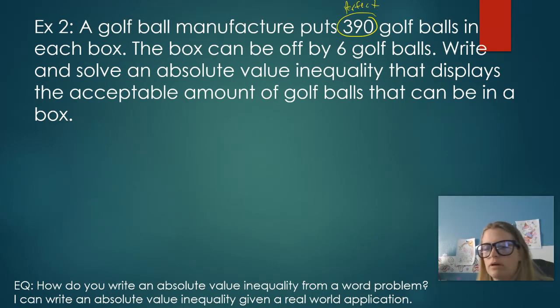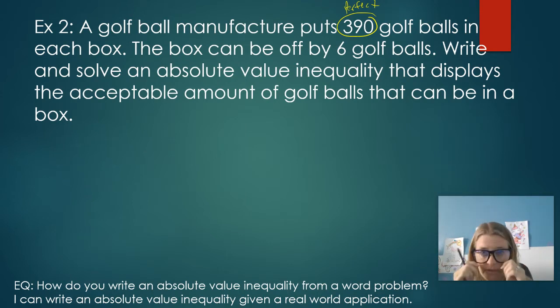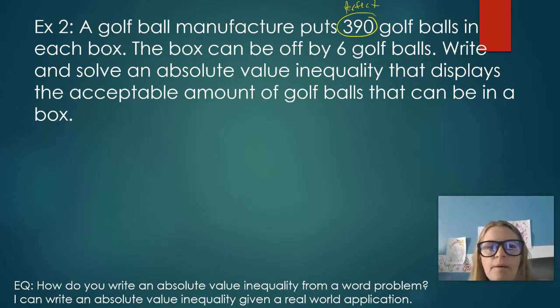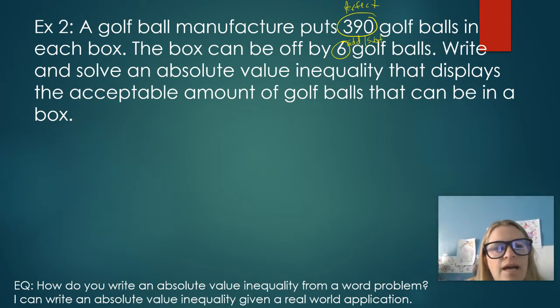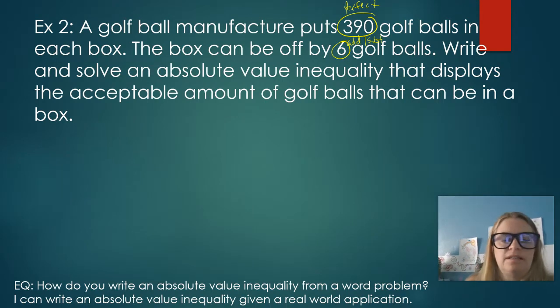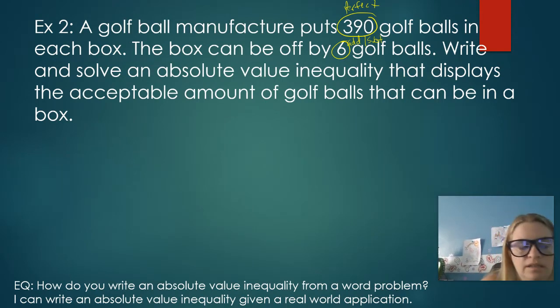So if they packaged it perfectly, that's how many balls would be in the box. But it can be off by 6 golf balls. Okay, so this is what you're going to add, subtract. All right, so we're going to write an absolute value inequality that displays the acceptable amount of golf balls that can be in each box.